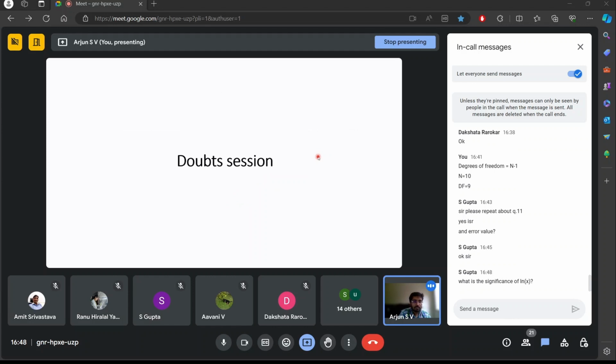What is the significance of ln x? ln x is just a normal mathematical function. It's the natural logarithm of x. It is used in many situations to get something out of x. If you are from a biological background, many population growth models involve the use of logarithms, sometimes natural, sometimes normal logarithm.